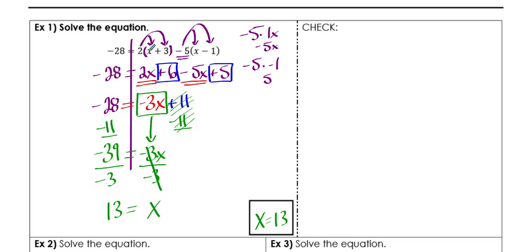We're going to check our answer here. We're going to take that x value and substitute it back in place of these x's. So we're going to rewrite this whole equation. Negative 28 equals 2 times, in place of that x, I'm putting 13 in parentheses. So all I did was rewrite this, but in place of that x, I put 13, and each time I did that, I put that in parentheses.